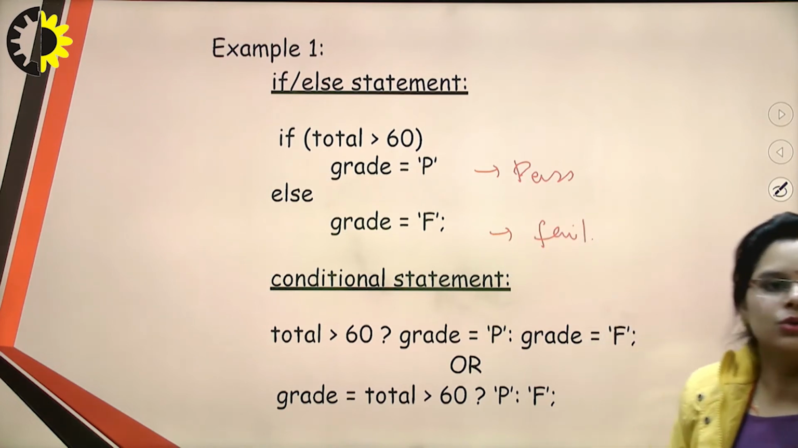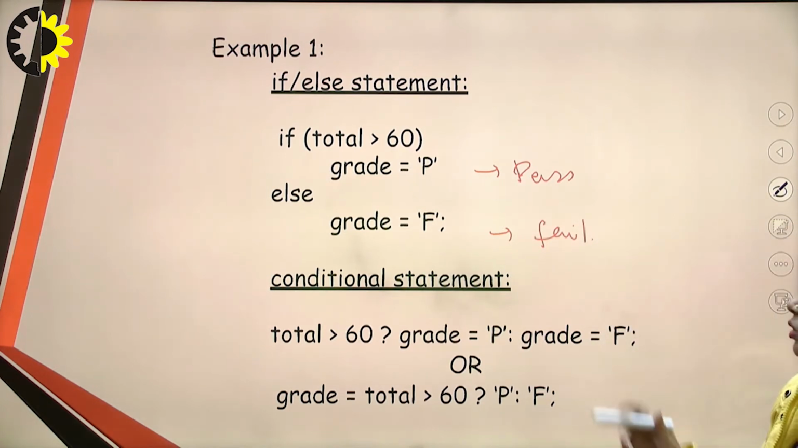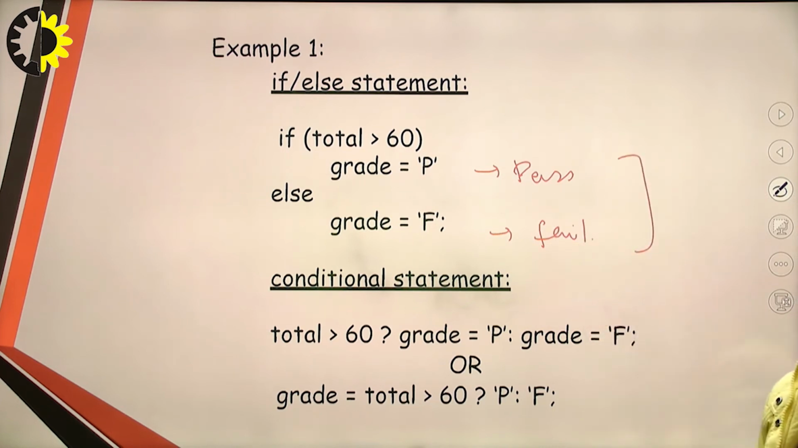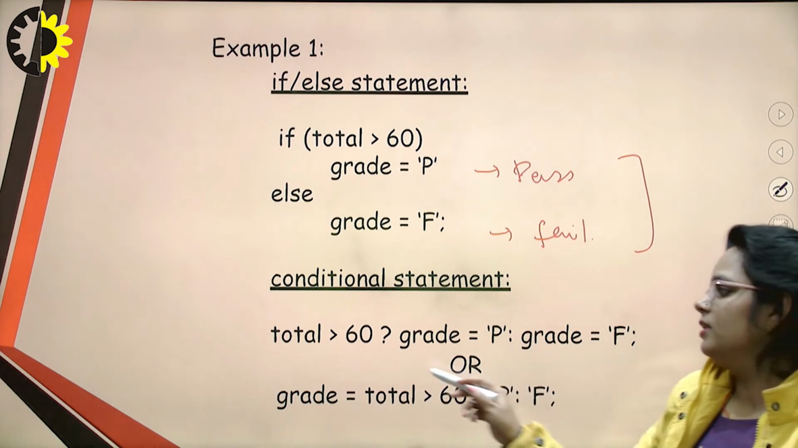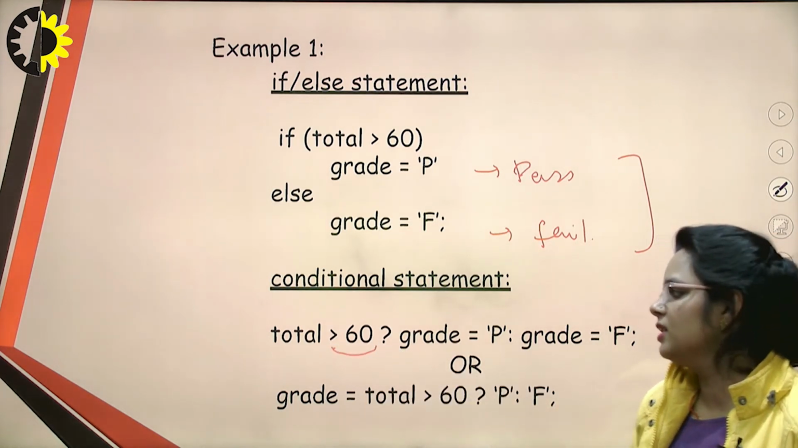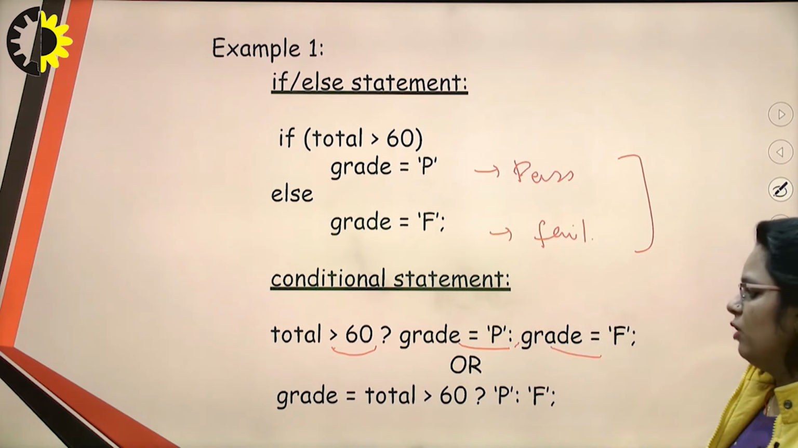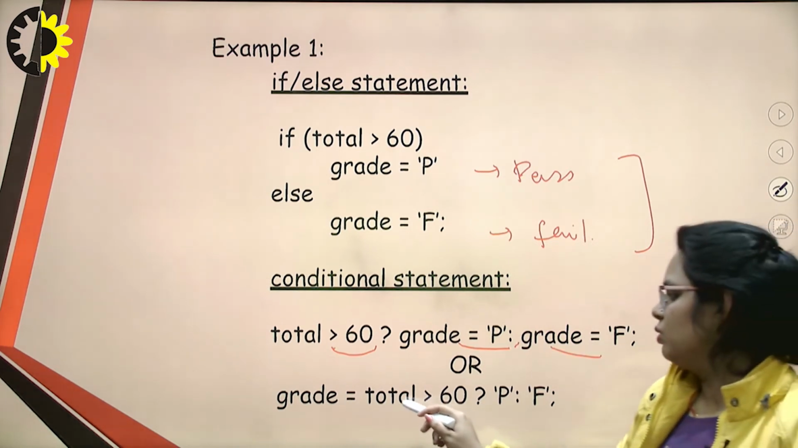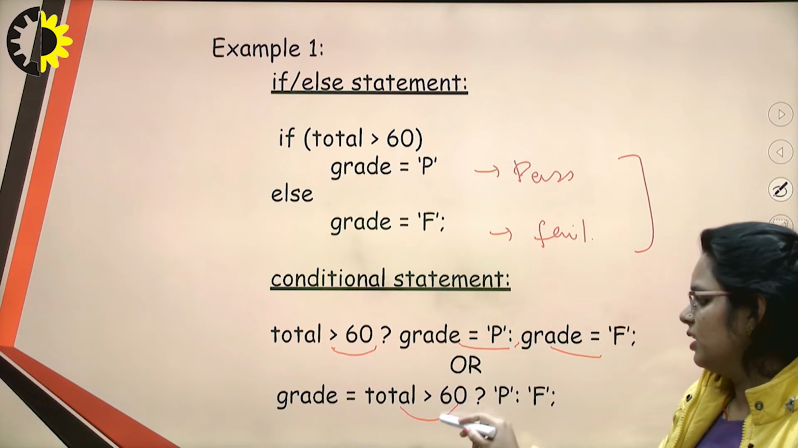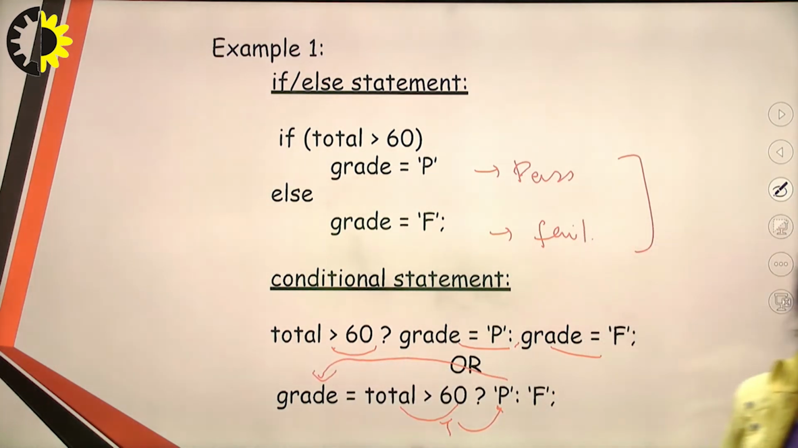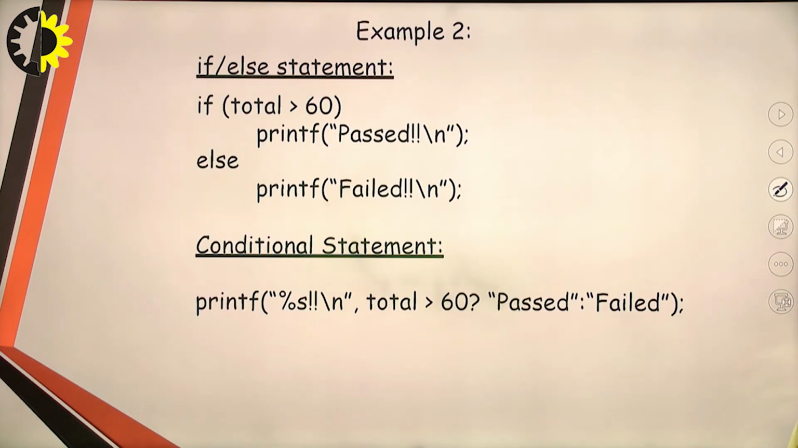Clear? So the total marks are greater than 60. Either this expression would be evaluated in this way, or in the ternary operator it would be evaluated in this way. See, if total is greater than 60, then grade equals P, else grade equals F, or it could be evaluated as grade equals total greater than 60. If this condition is true, then P would be assigned to this grade variable. I hope this is clear to everyone.